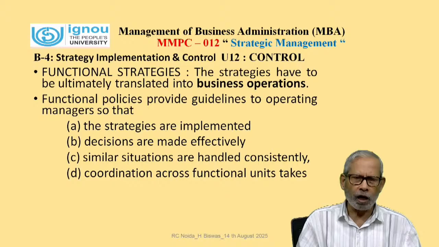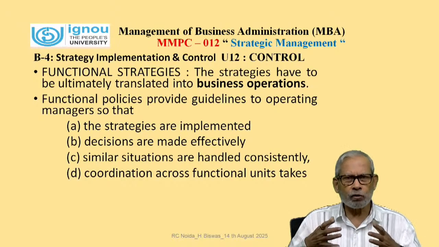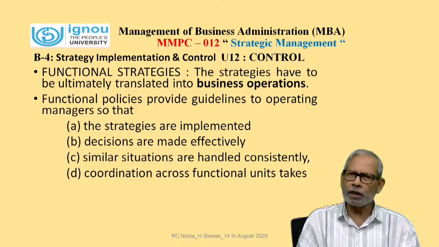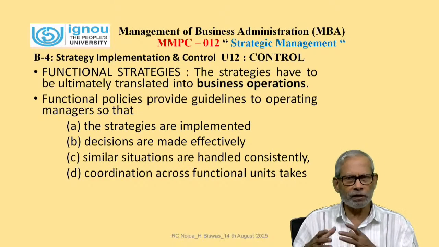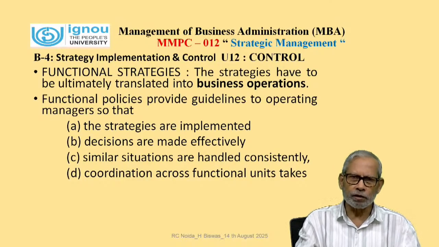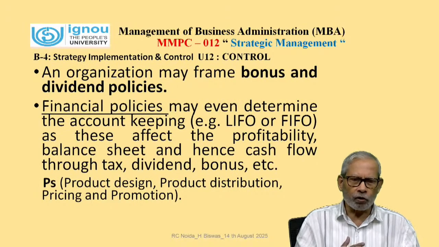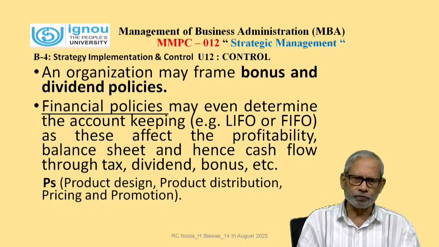Decisions are made effectively for that, and similar situations are handled consistently. Coordination across the functional units takes place. What are the different functional areas? How do we coordinate so that all the units can fulfill their tasks jointly and together? Organizations may also frame bonus and dividend policies.